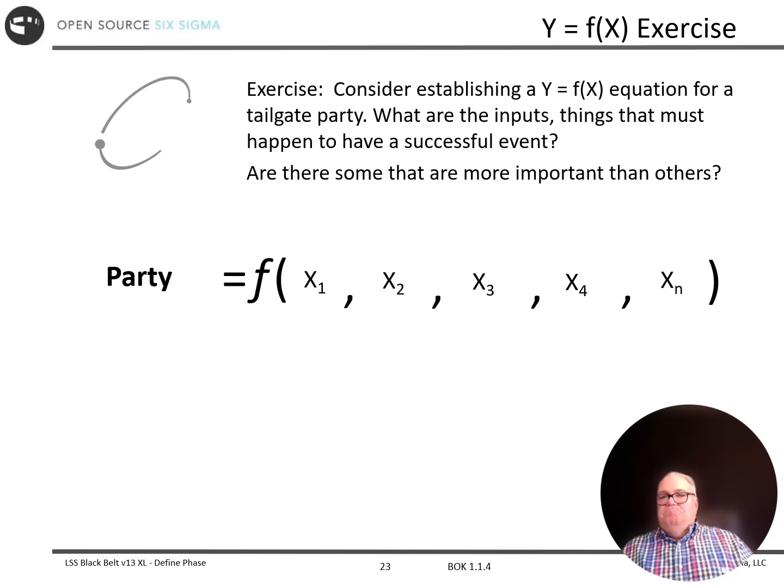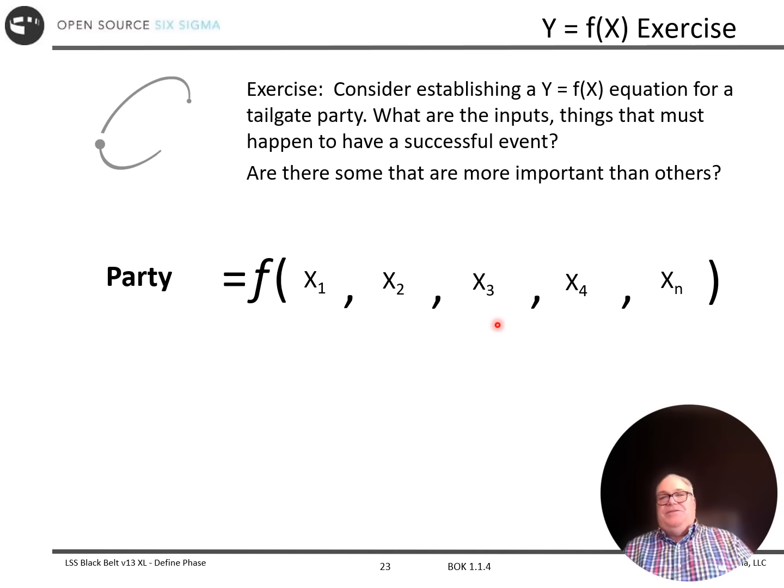Thinking of that idea of Y as a function of X, here's a simple exercise to do in your head as we go through the slides. So pause the video here after I explain this. So you're going to have a tailgate party. I don't know if it's for a football game, a soccer match, a baseball game, and how would you define success? How would you know you did a good job in planning a successful event?